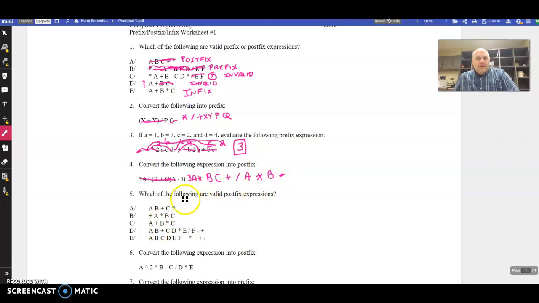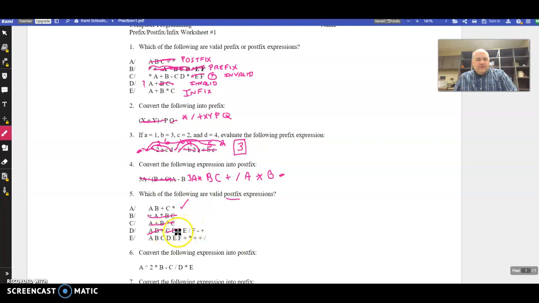All right, cool. Number 5, which of the following are valid postfix? So any of these that are prefix looking are out. So real quick, that one's gone. This one's gone. The rest have a shot. So let's take a look. Postfix. That's going to go through there and then multiply the two pieces by C. So that one checks out. That's going to go through here. That's good. That's going to go through there.